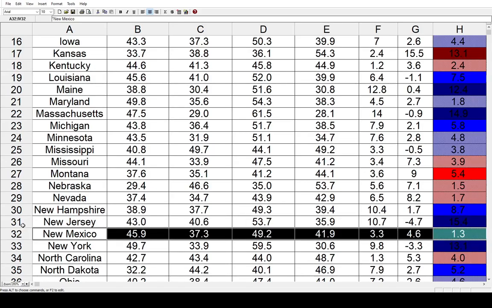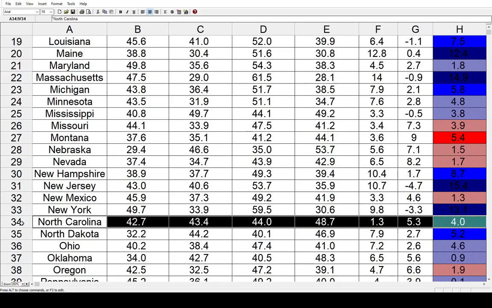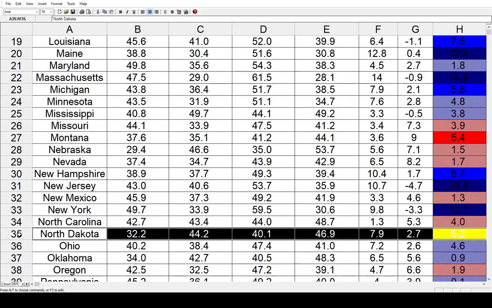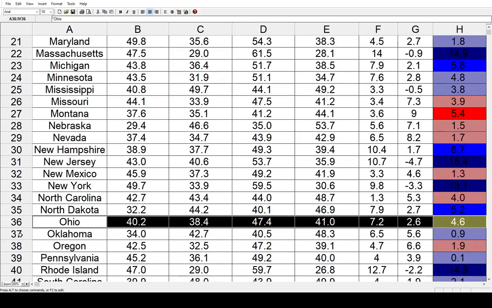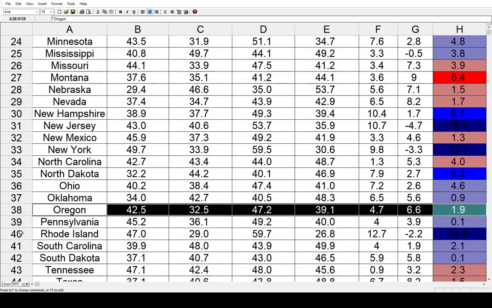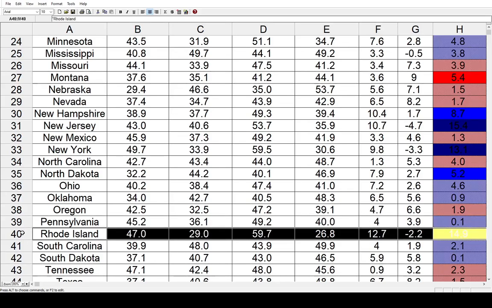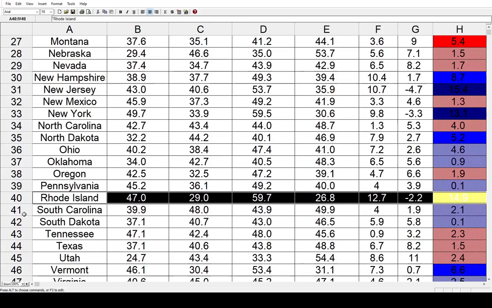New Mexico went toward the Republicans by 1.3. New York went toward the Democrats by 13.1. North Carolina went toward the right by 4%. North Dakota, back toward the left by 5.2. Ohio toward the left as well by 4.6. Oklahoma had very little change, 0.9% toward the Democrats. In Oregon, that went 1.9 toward the Republicans. Pennsylvania had almost no net change, only 0.1% toward the Democrats. Rhode Island had a healthy lurch toward the left by 14.9.